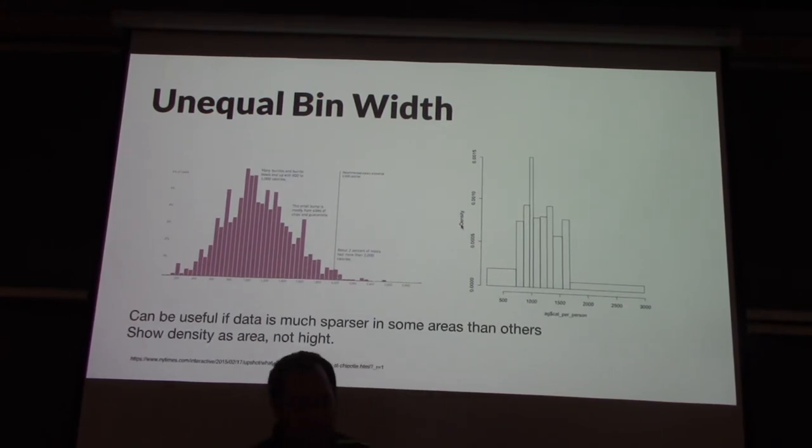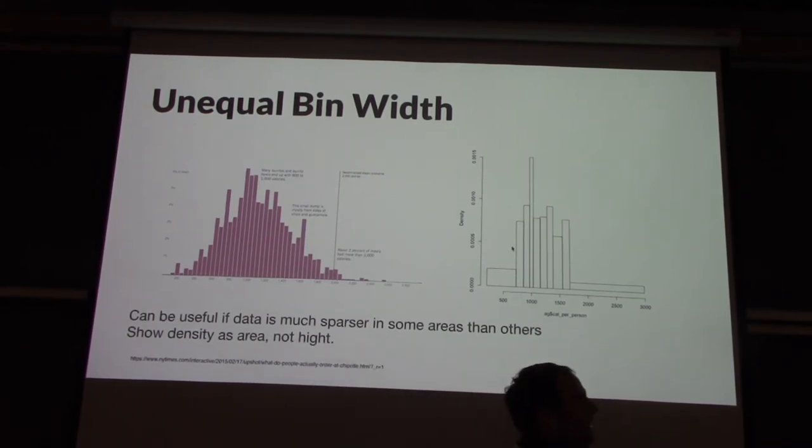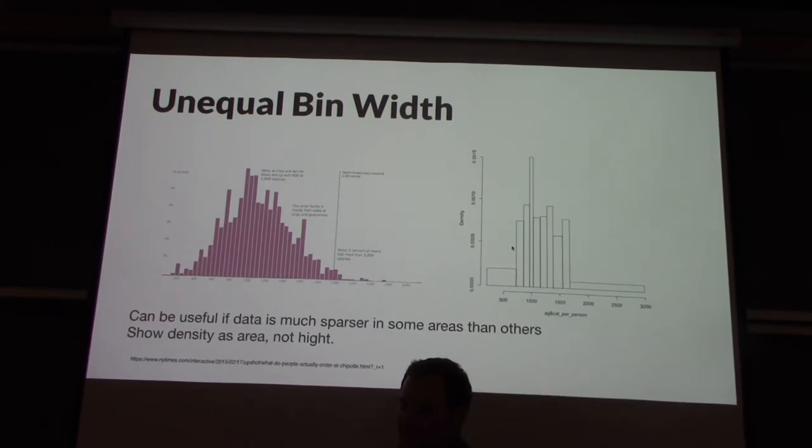And then you could say, well, I have this concentration here, and I could do unequal bin width. But the problem with unequal bin width is, of course, that now you have to judge area instead of the height of the bars, and we know that perceptually that is much harder to do. And so I personally think that you probably shouldn't use unequal bin width, but rather should stick with equal bin width.